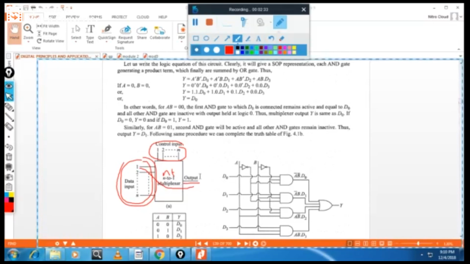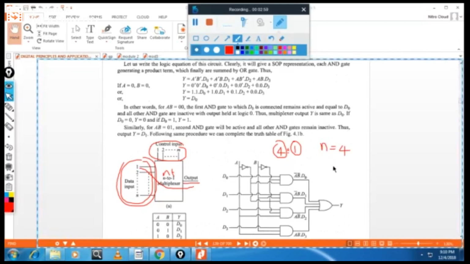Now, students, we will see the 4 to 1 multiplexer. How does it work? 4 to 1 means it has 4 data input lines and 1 output line. That is, here n is equal to 4.